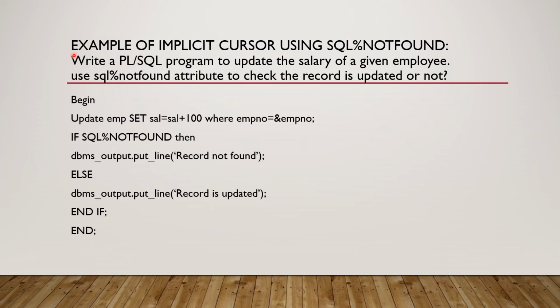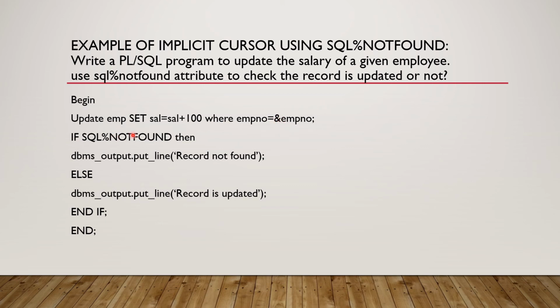Now in a similar way, we can also use the concept of the %NOTFOUND attribute, right? So this is the example of implicit cursor using SQL%NOTFOUND. Write a PL/SQL program to update the salary of a given employee using the SQL%NOTFOUND attribute to check whether the record is updated or not. So in the begin section, we are just writing an update command to update the salary by 100. UPDATE emp SET, which is a keyword, then sal = sal + 100. That is the update command that we were using in SQL. WHERE emp number is equal to &emp number, that is provided by the user, right?